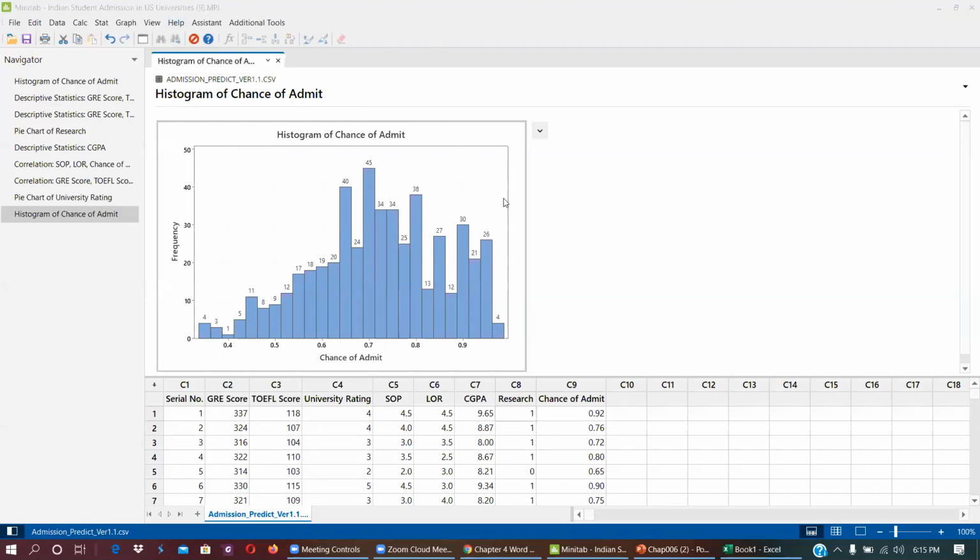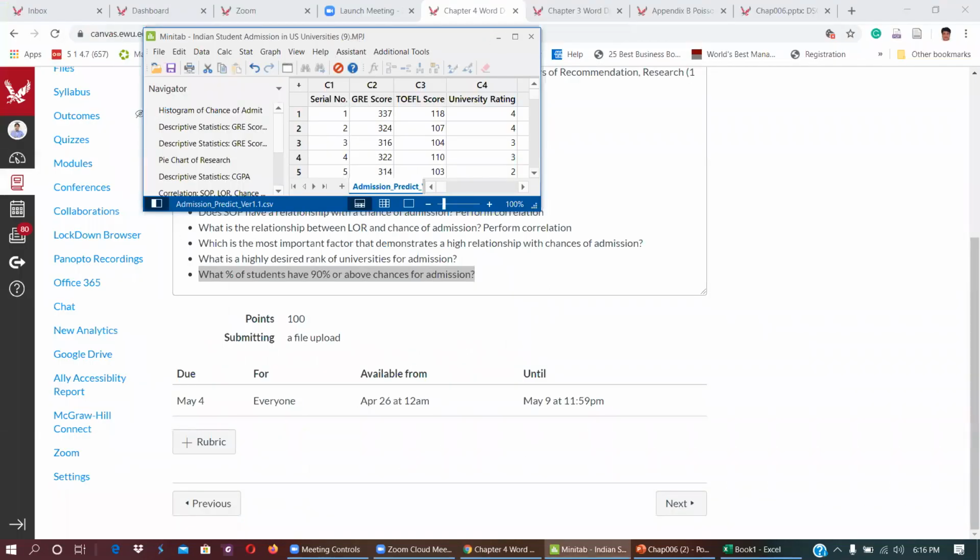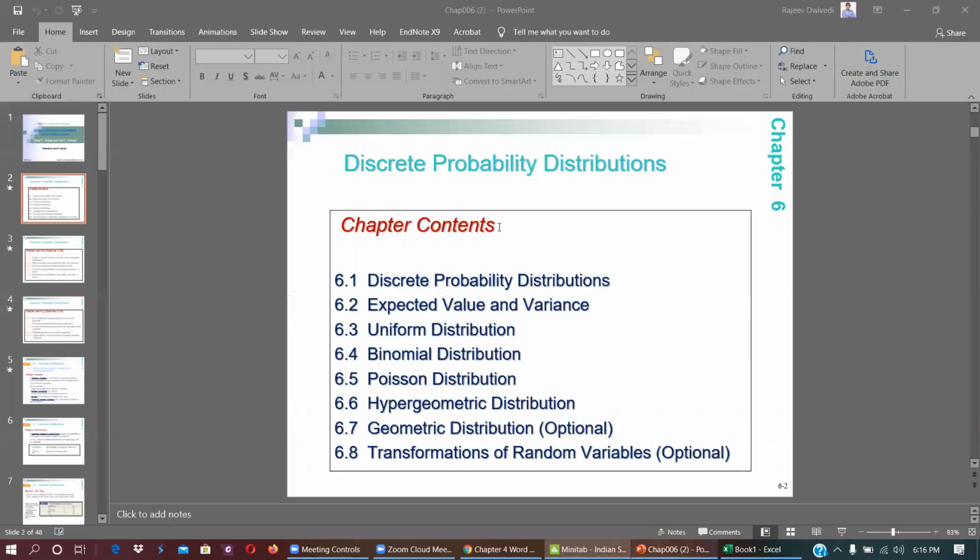Now let me go on. If you have any question, please let me know. Then I'm going on to chapter number 6. Is it clear to everyone? Any question before I proceed to chapter 6?